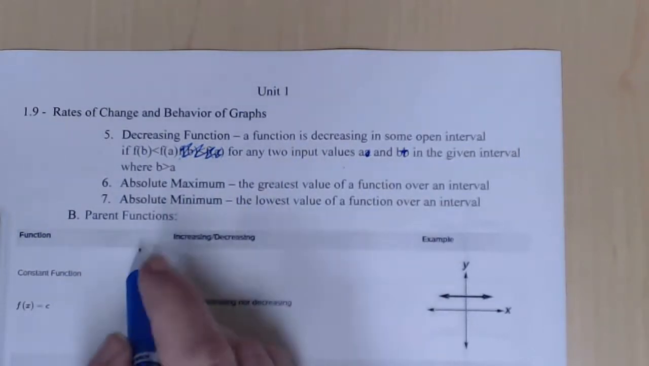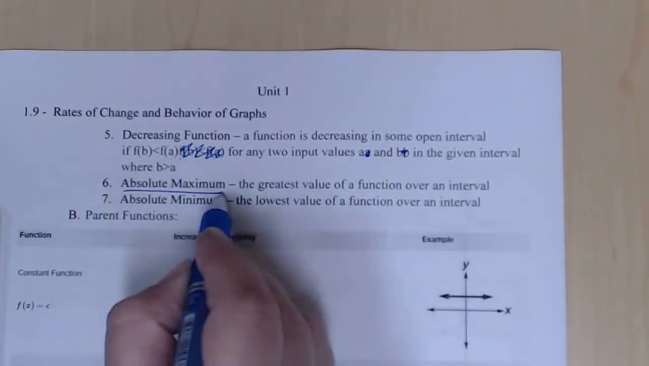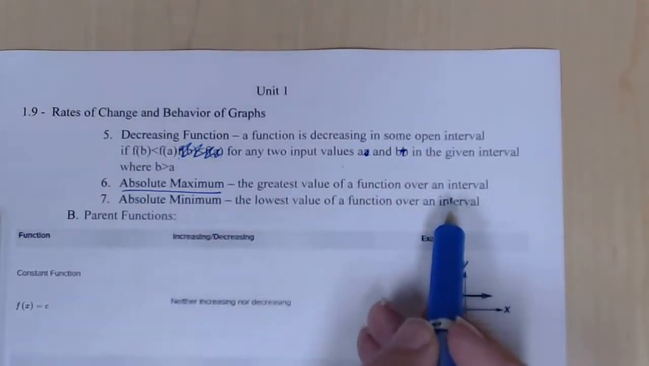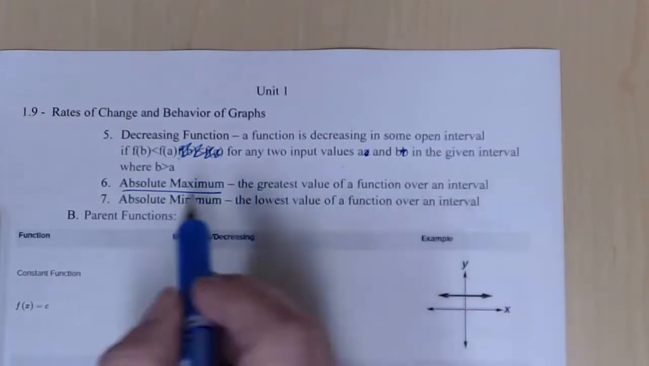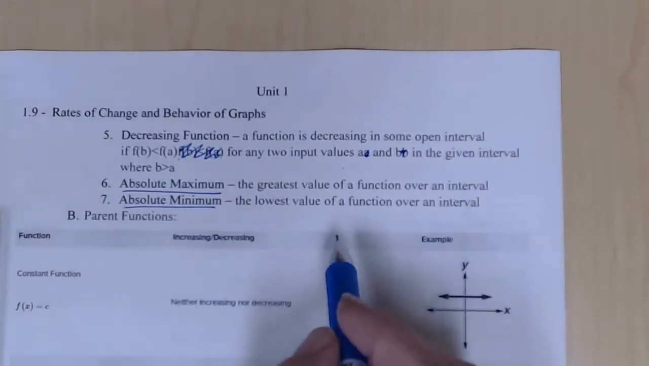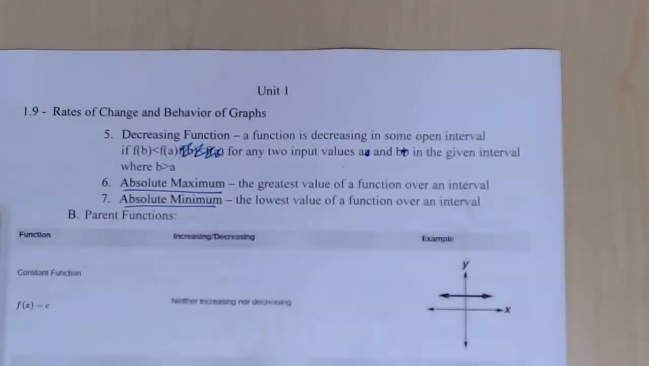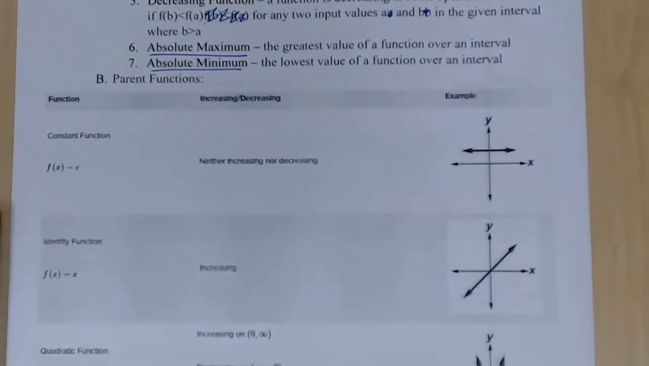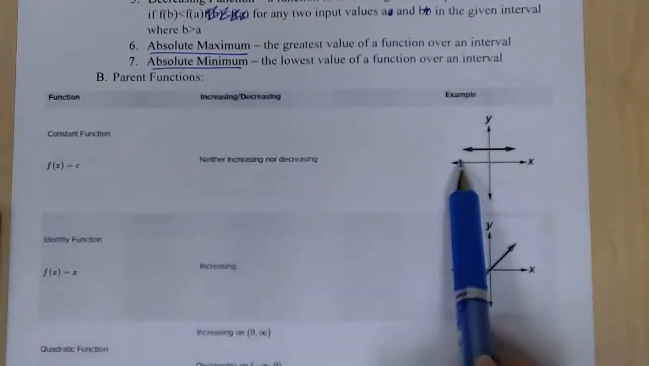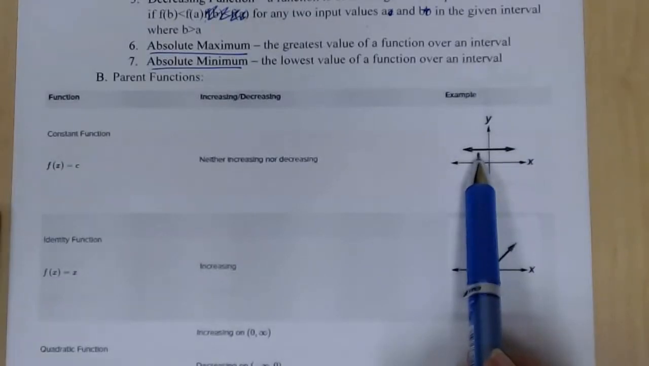Now all together, we kind of generalize it and we say we have an absolute maximum, that's the greatest value of the function over an interval. If it's the highest point ever, that would be your maximum. Or absolute minimum, the lowest point ever. And so that's the lowest value over an interval. So all this being said, I'm going to do some examples with this. I want to go back to our parent functions like I've done in the last two sections. Notice our constant function, it is neither increasing nor decreasing. It's a flat line. We only call it like we see it, and that is not doing either.